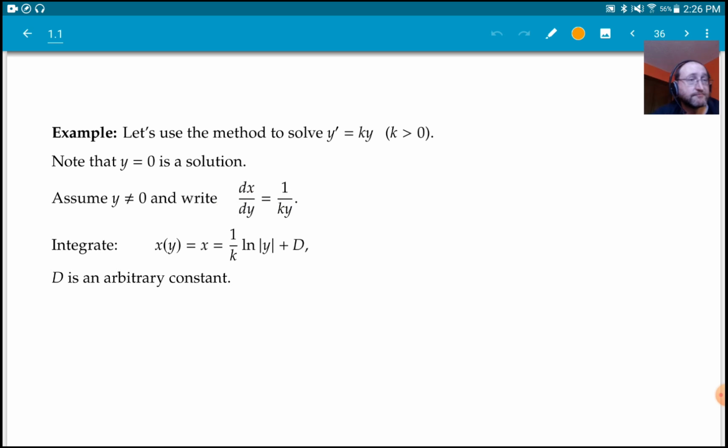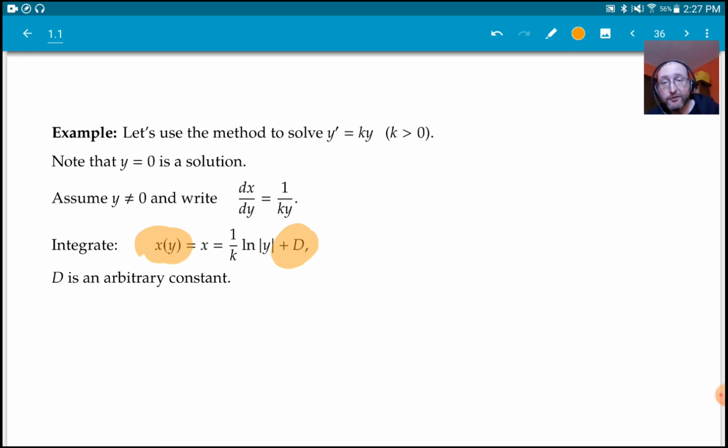If I integrate, I find the antiderivative in terms of y, so y is the independent variable now. I get that x as a function of y is 1 over k times 1 over y. The antiderivative of 1 over y is the logarithm of the absolute value of y, and then I add some constant. Because this is not going to be our final constant, let me call it d. That's just the plus c, some arbitrary constant over here.